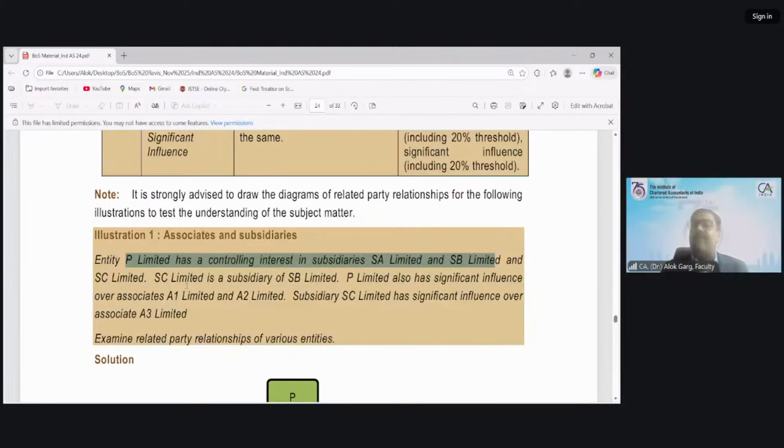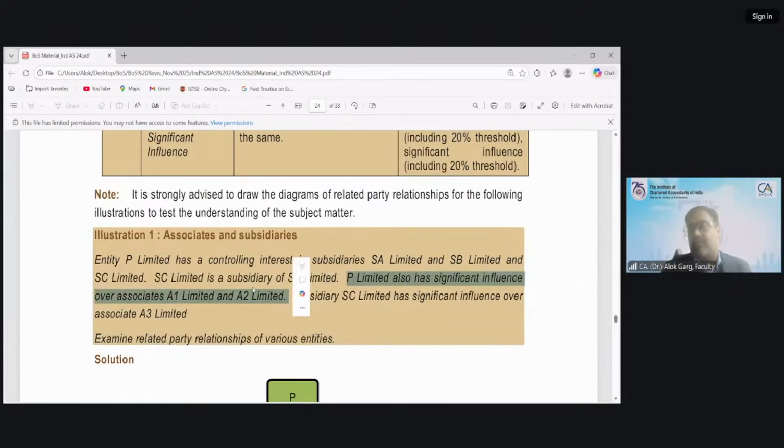SA, SB, and SC are fellow subsidiaries. SC Limited is a subsidiary of SB Limited, a step subsidiary, right? So P has a controlling interest in SA, SB and SC, all three, and SC is a direct subsidiary of SB. So P is a grandfather of SC and SB is a father of SC, right? All these three are subsidiaries of P.